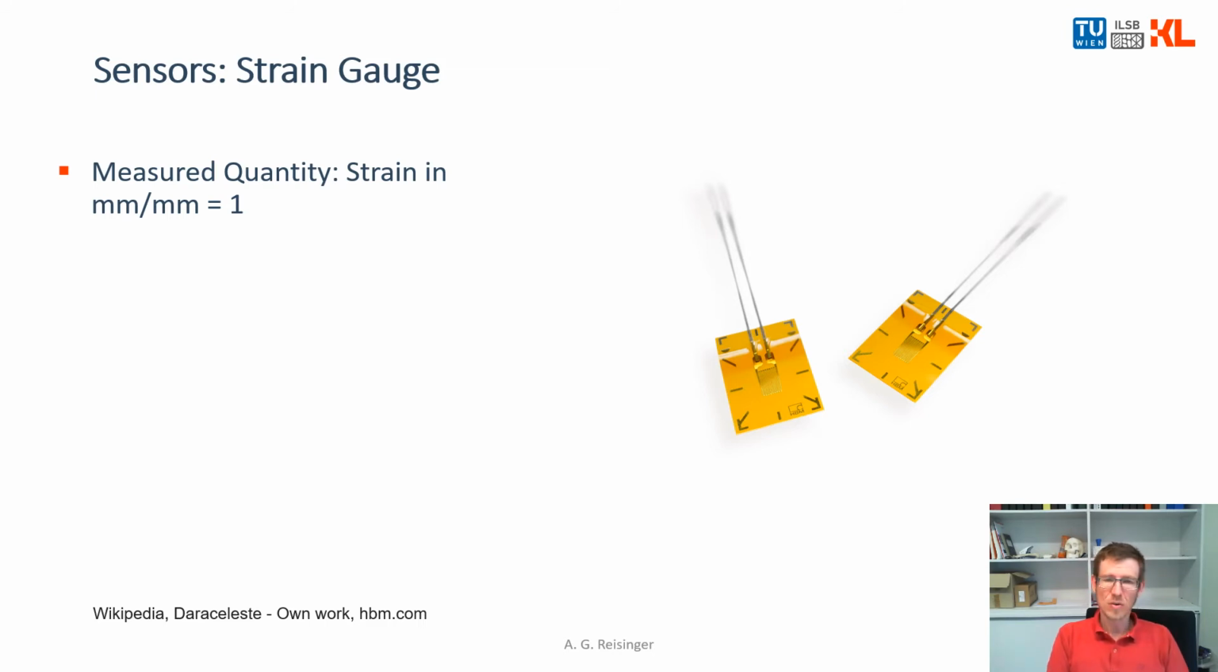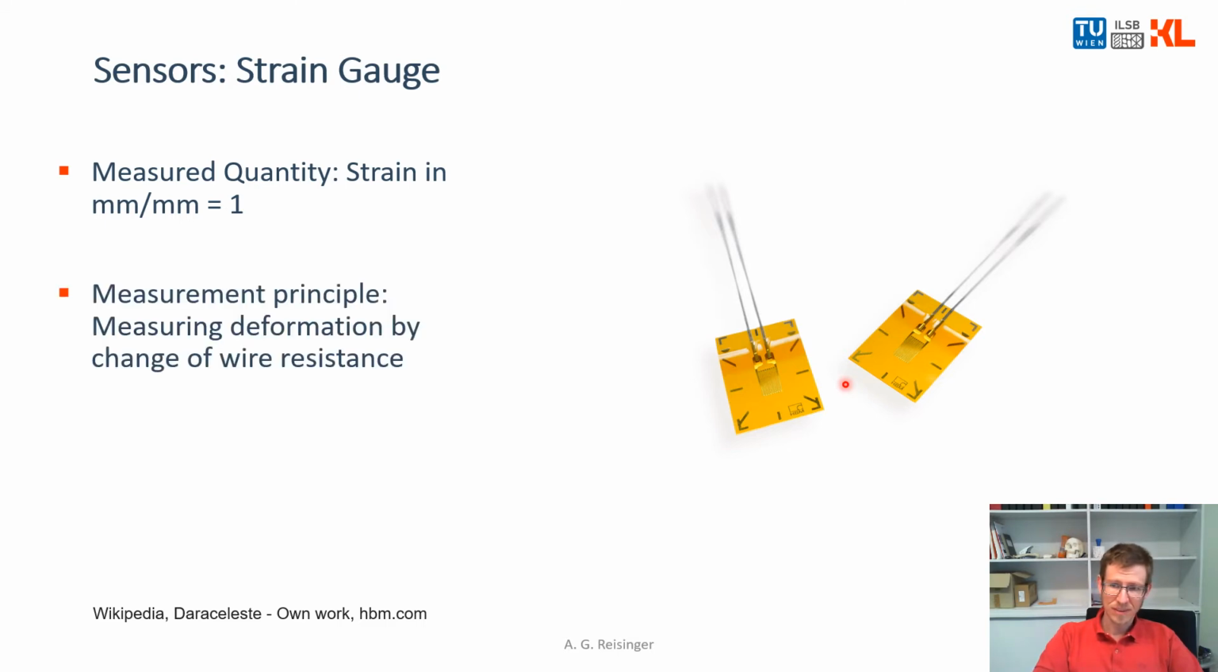It measures the quantity of strain in millimeter per millimeter. What does that mean? You have a length, let's say, and the length is stretched by a certain deformation, and you divide this deformation by the original length, that's the strain. That's why millimeter per millimeter. Change in length divided by original length. And this can be done with these small pieces here.